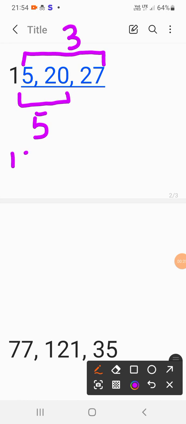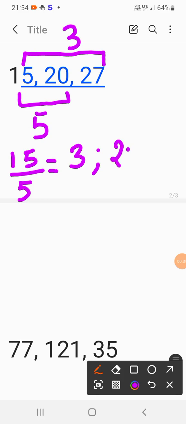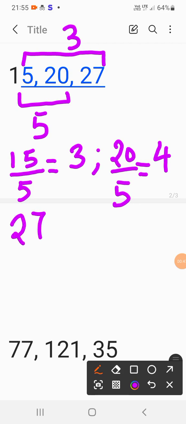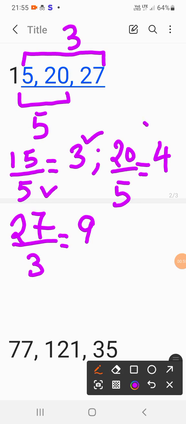So 15 divided by 5 is 3, 20 divided by 5 is 4, and since 27 is not divisible by 5, we will divide it by 3. So 27 divided by 3 is 9, and now we will multiply 5, 3, 4 and 9 to get the LCM.